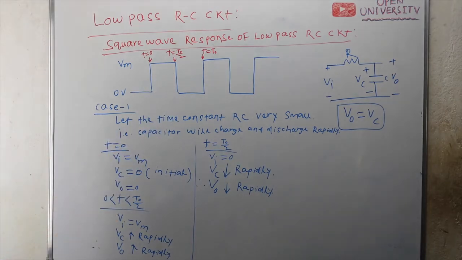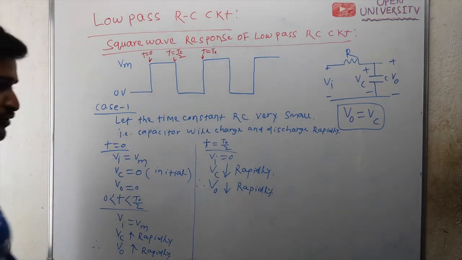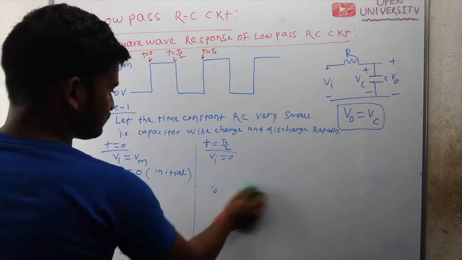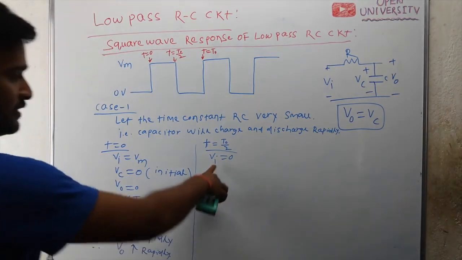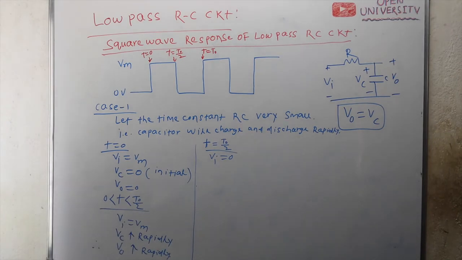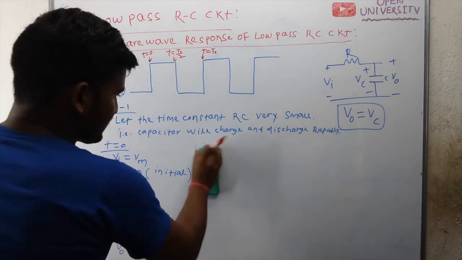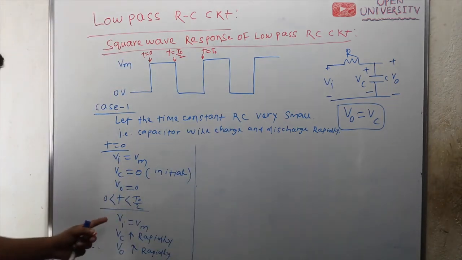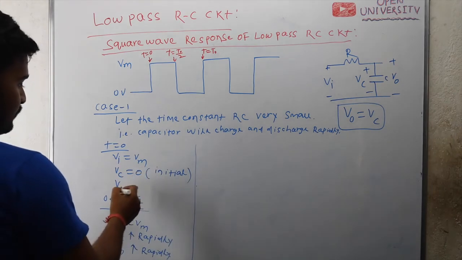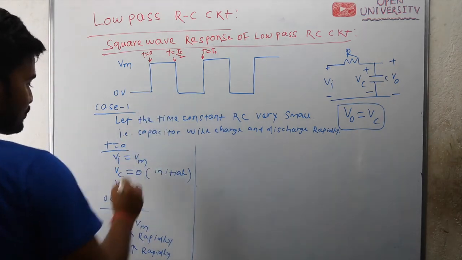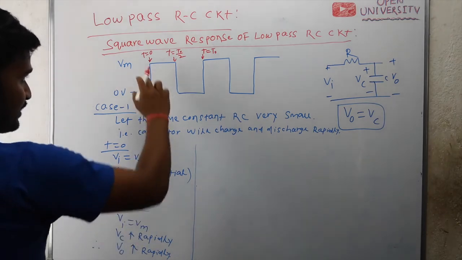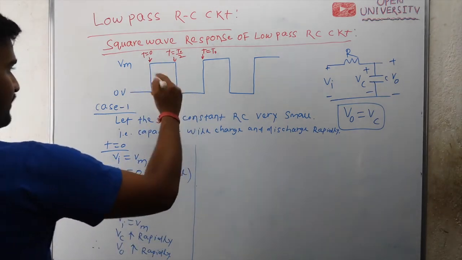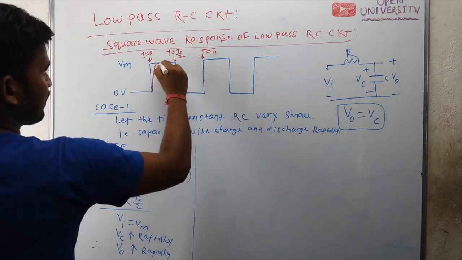At this point, input voltage is 0. You see, first draw the output waveform when t is 0 and in between 0 to t naught by 2. In this interval, when t equal to 0, output voltage is 0, and when t is in between 0 to t naught by 2, output voltage will increase rapidly. So this will be the output waveform.